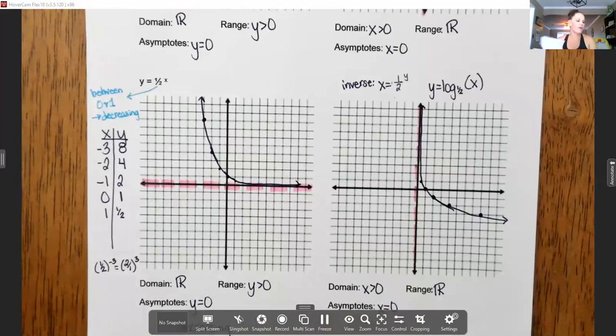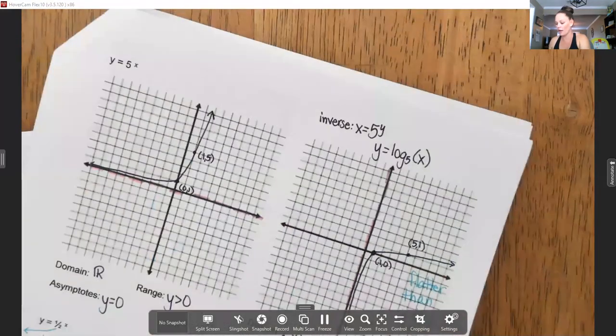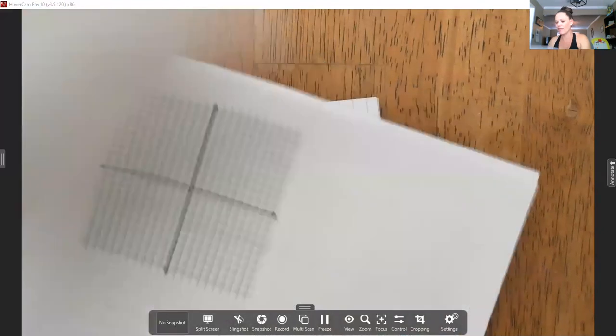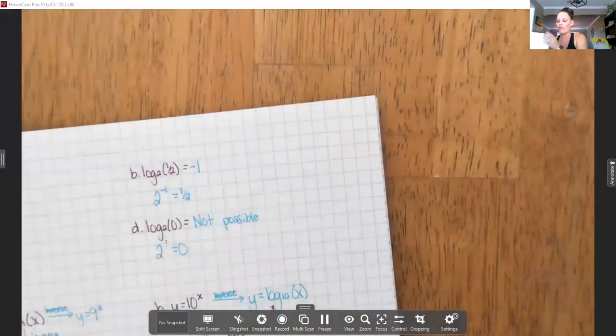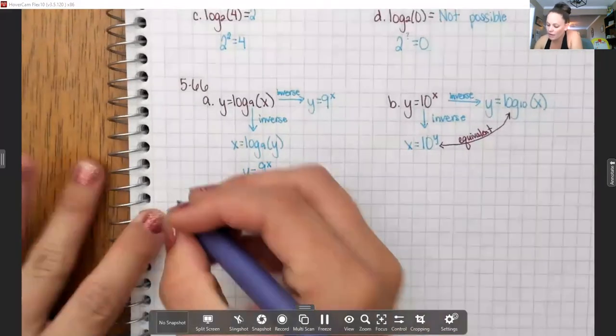Okay, so for 5-86, there's one more graph back here. I will end up putting part of 87 on in just a minute. So if you have that extra graph, and if not, it'll be in your notebook, that's fine.